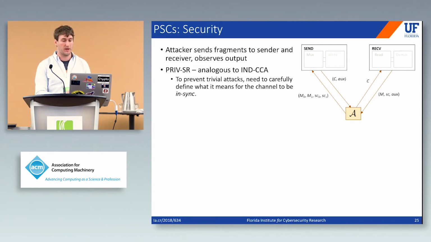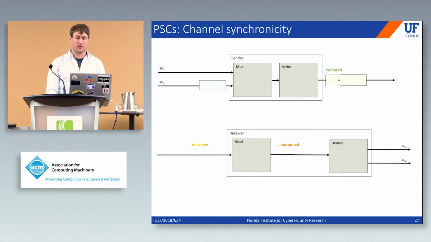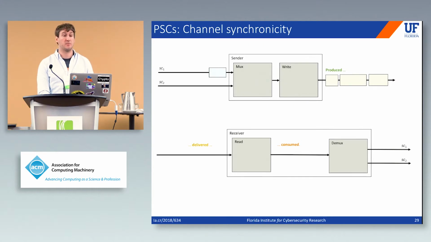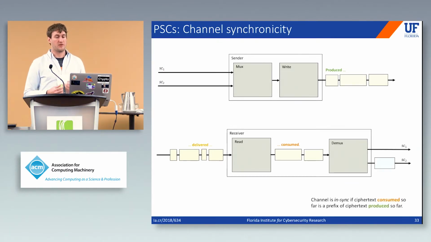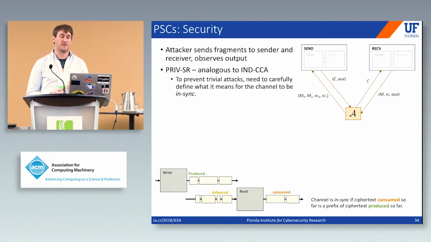And I'm going to go through this really quickly. So in the game, we keep track of the ciphertext stream produced by the sender so far. We also keep track of how much of the ciphertext stream has been consumed by the receiver so far. Once fragments are delivered, they're buffered by the receiver and then consumed only when an entire ciphertext or sequence of ciphertexts is ready to be processed. So the channel is said to be in sync as long as the stream consumed so far is a prefix of the stream produced so far. And to prevent trivial attacks, it suffices to suppress the plaintext output by the receiver whenever the channel is in sync. And this basically follows prior work, and it formalizes the idea that you shouldn't be able to decrypt a ciphertext that you got from the encryption oracle.